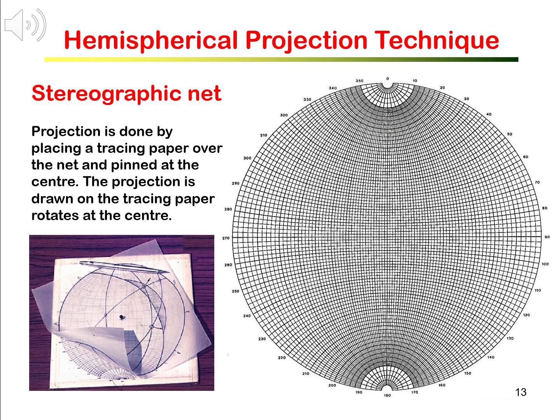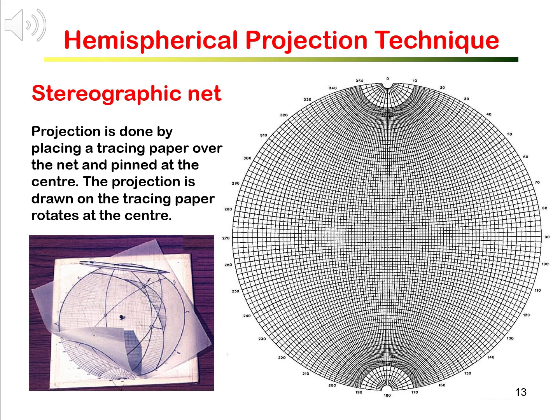The projection done manually is in fact done by drawing the projected arc or point on a tracing paper over a printed stereographic net. The tracing paper is pinned to the center of the stereographic base net so that the tracing paper can rotate around the center. The projection is drawn on a tracing paper using the stereographic net below.